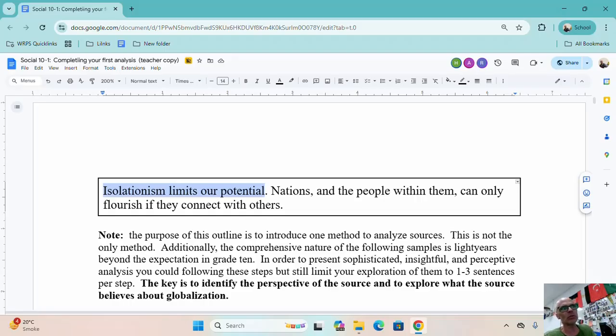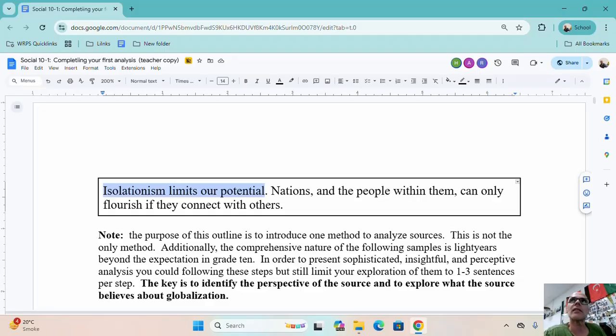Nations and the people within them can only flourish if they connect with others. So the word flourish is offered as the end goal. This is the carrot, this is what we're trying to achieve, and connecting with others is the means to achieve it. So if we're looking for a perspective of globalization, we can conclude that globalization, connecting with others, is the vehicle offered to achieve the goal of flourishing. And the opposite of globalization, isolationism, is discredited by attaching that practice with limiting our potential.